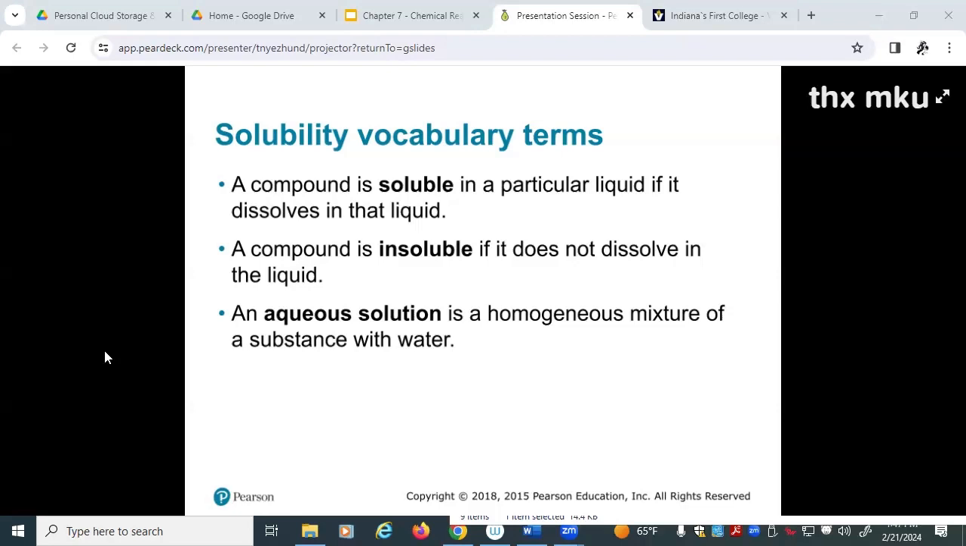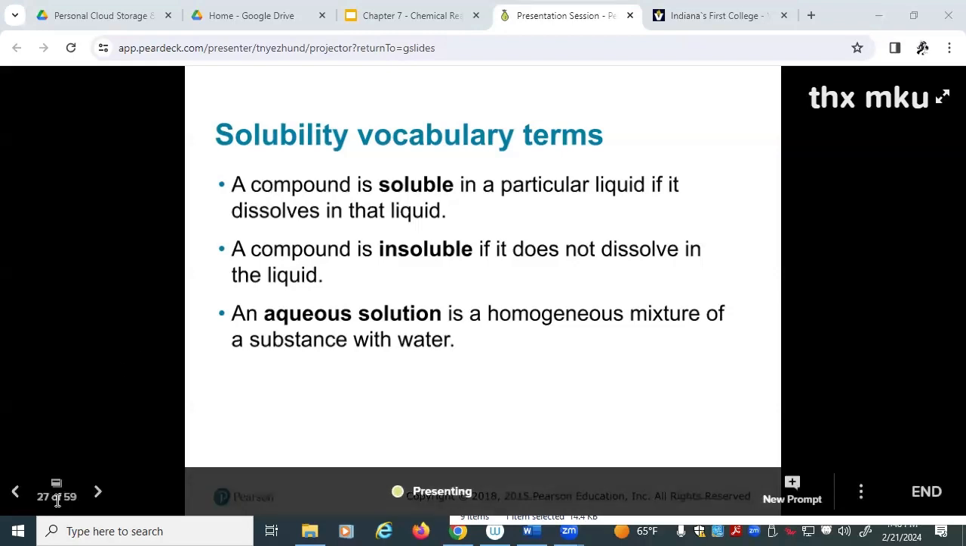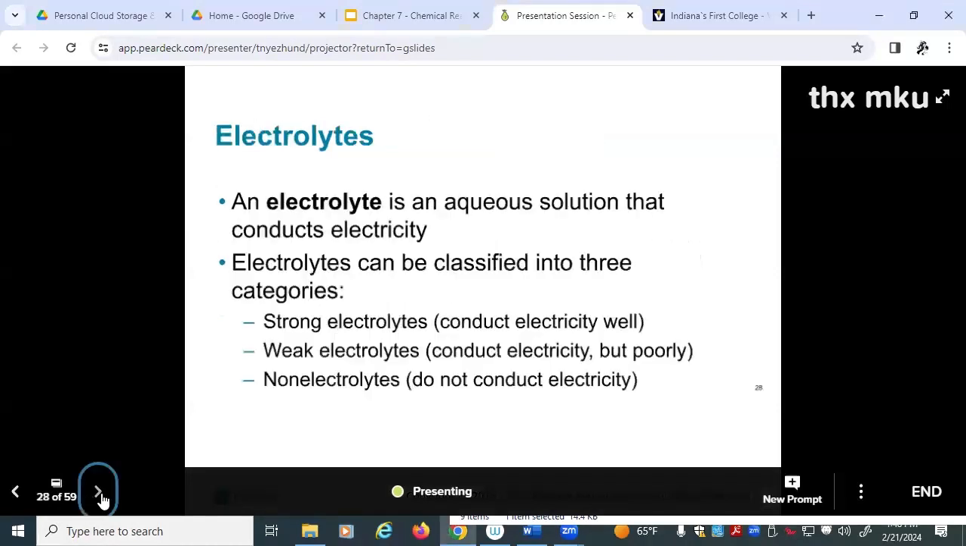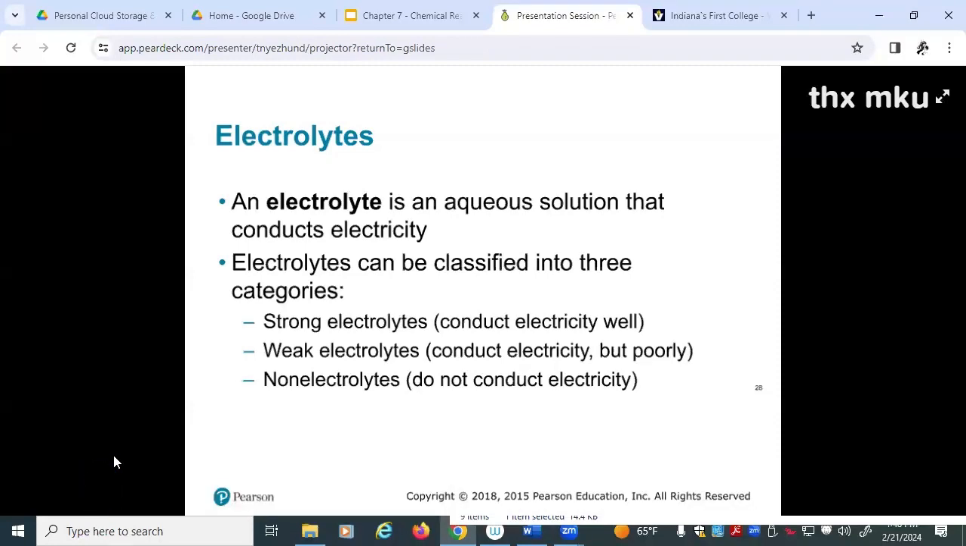Water being the thing that does all of the dissolving. And so if we think about things in terms of their ability to dissolve in water, we can come up with two different terms. Things that dissolve in water are considered to be soluble in water. Things that don't dissolve in water would be considered insoluble in water. And where we're going on Friday is we're talking about a particular class of solubility.